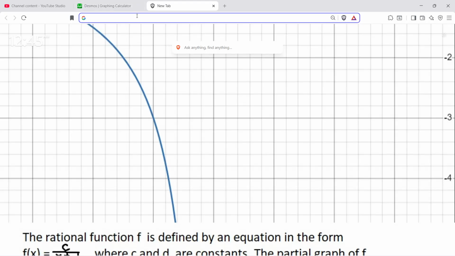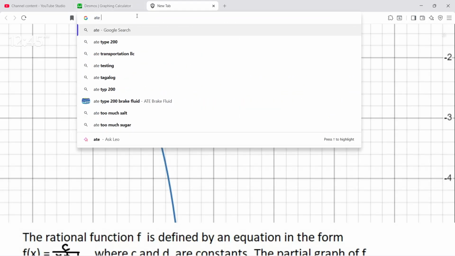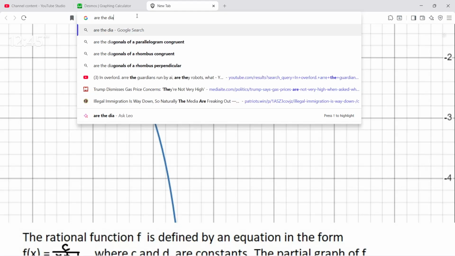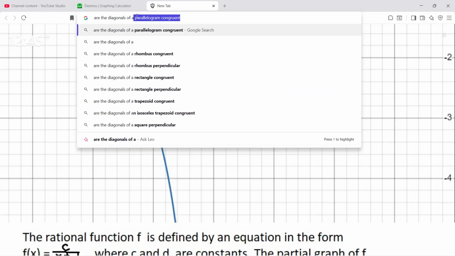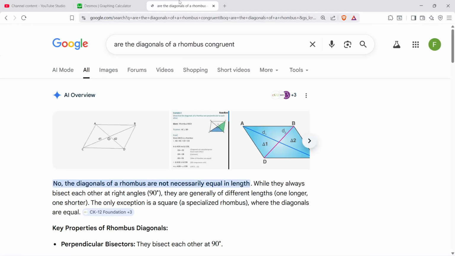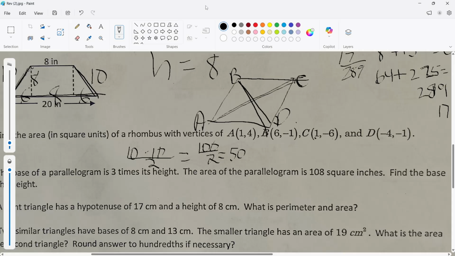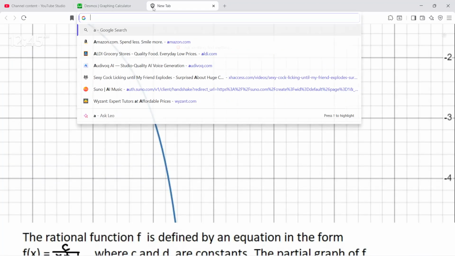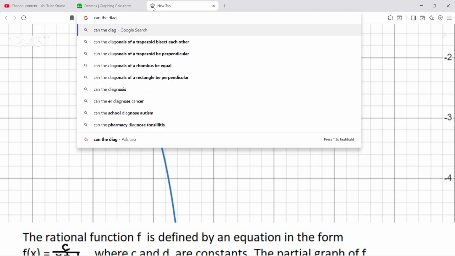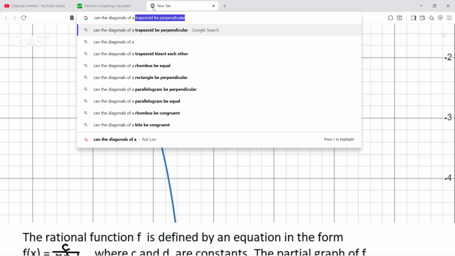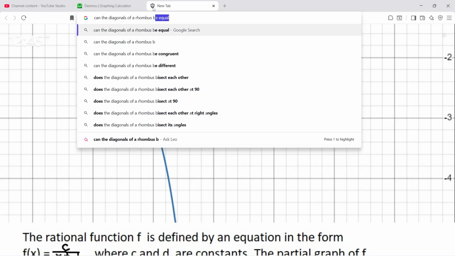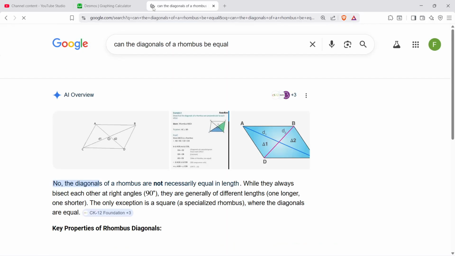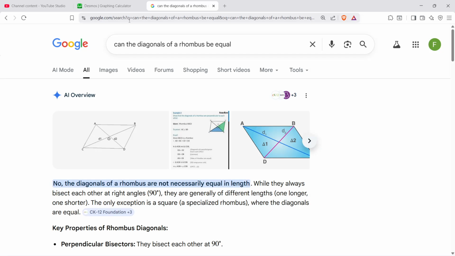I forgot this, are the diagonals of a rhombus congruent? Let's see. No, they're not. Okay, so I did have to find them. Wait a minute. Can the diagonals of a rhombus be equal? Let's see what it says. No. Well, wait a minute, then that's not.